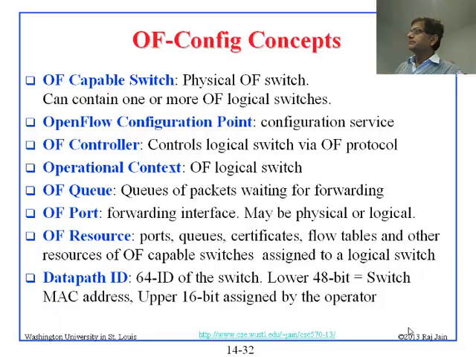Operational context is the logical switch. So this is the virtual switch. And then OF queues are the queues of the packets waiting for forwarding, and ports are the ports we talked about. Resources are ports, queues, certificates, tables, and so on and so forth. So now these are the things that come from the configuration.